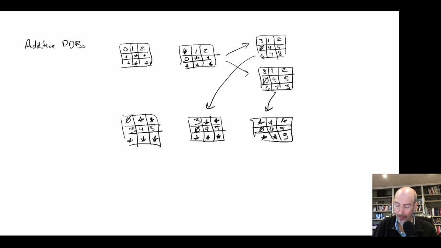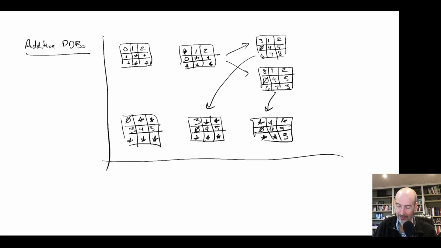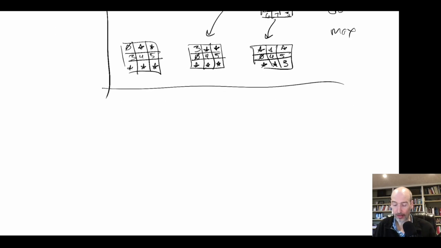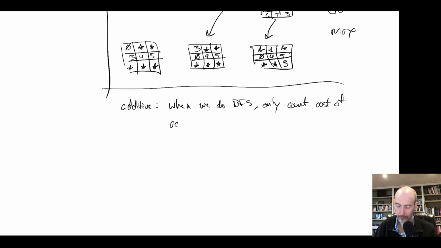Okay, so this is the example of these being non-additive. We're just having to take the max, and so this is our topic for the day. This is the old method we're using. And what we're looking at here is additive. And what we only want to do, when we do the breadth first search, is only count the cost of actions on tiles in the pattern.